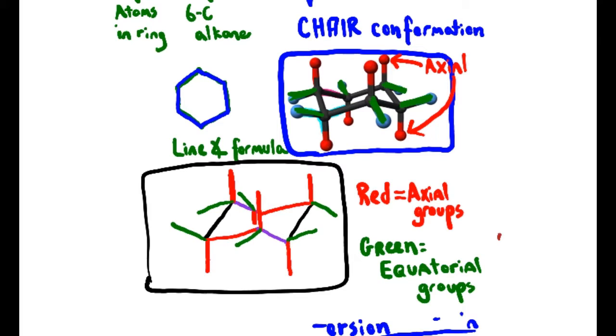Whatever's bonded to that line there, the line represents the covalent bond, whatever's bonded to that we refer to as an equatorial group. Whatever is oriented straight up or straight down is axial. So to be defined as axial, it absolutely has to be straight up or straight down. Equatorial is all of the bonds that are angled slightly up or slightly down.